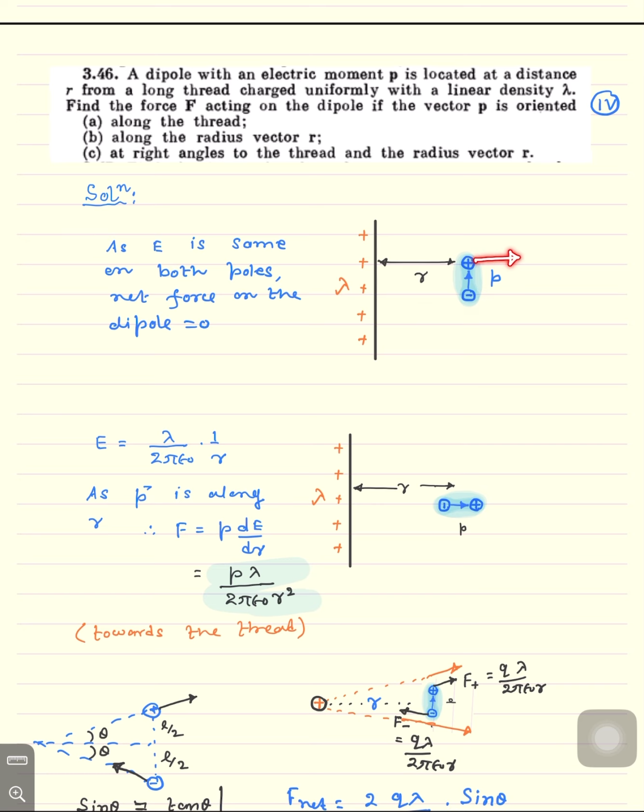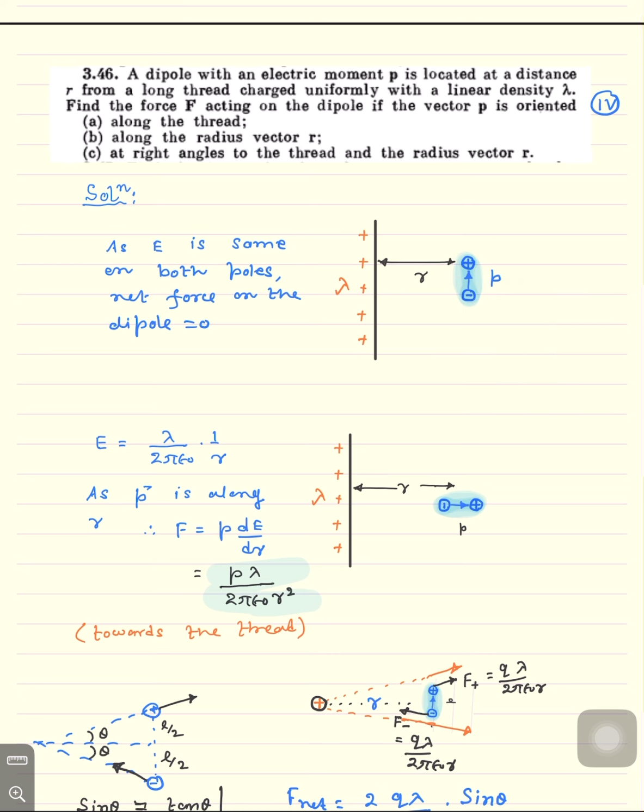The positive charge will experience force qE in this direction, and the same magnitude on the negative charge in the opposite direction, so it will not experience any net force. But obviously it will experience a torque, though we don't have to find it. If it is to be found, then we can apply the relation P cross E. The P and E are at 90 degrees, so it can easily be found.